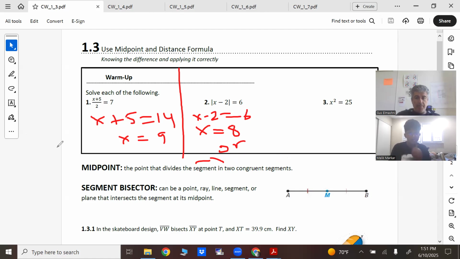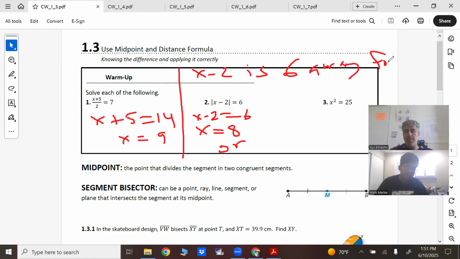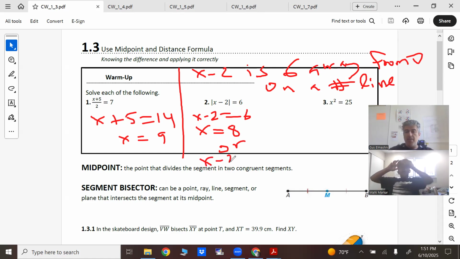But I would much prefer to, what's happening is that you remembered a procedure and you got that procedure mixed up. So what that tells me is that you're not fully understanding what the absolute value means. The absolute value means this, that X minus 2 is 6 away from 0 on a number line. So clearly X minus 2 could equal 6 or it could equal negative 6. If you think about that conceptually, then you'll get the right answer.